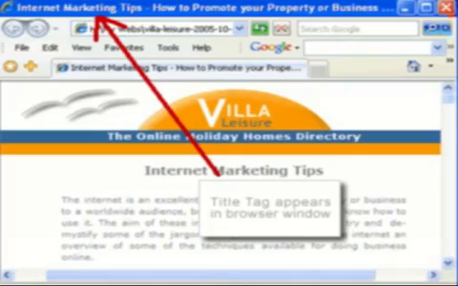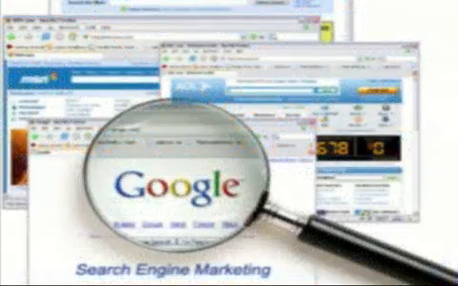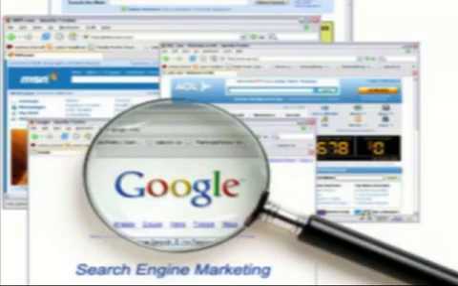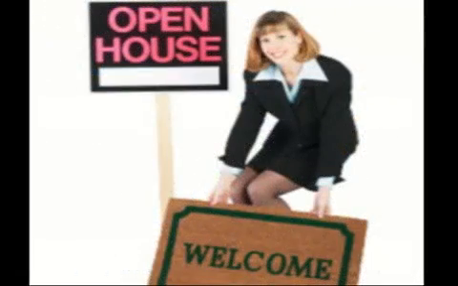A real simple tip is make sure you never use the word home. Even though it's your home page, pack that with some keywords. If it's a web page about real estate, say Orlando real estate. Try to be real descriptive and use a lot of keywords that's brought up in your website.